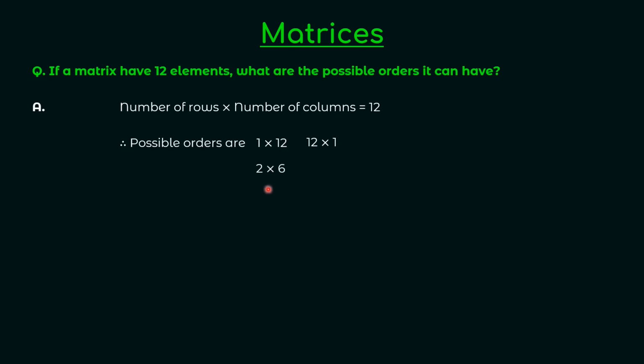And 2 by 6 and 6 by 2. Once again here also the product is 12. Or 3 by 4 and 4 by 3. In all these 6 cases the product will be 12. Therefore the number of elements are 12.